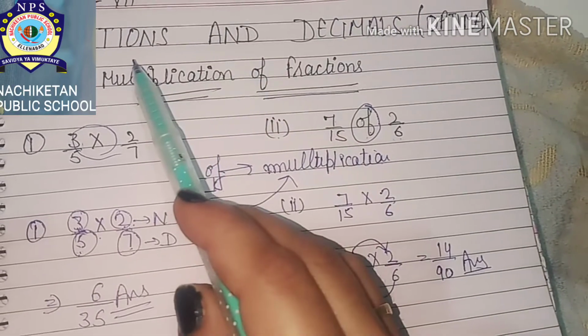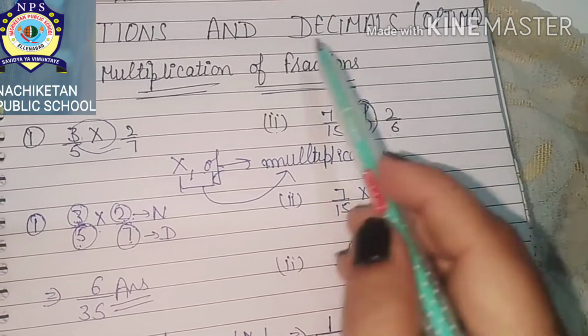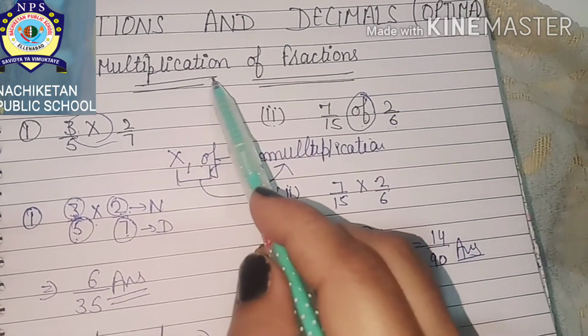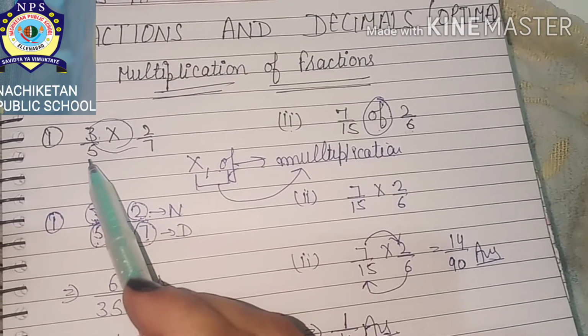Students, today our topic is fractions and decimals. We were doing this chapter. Today we will discuss the multiplication of fractions. How will we multiply two fractions?